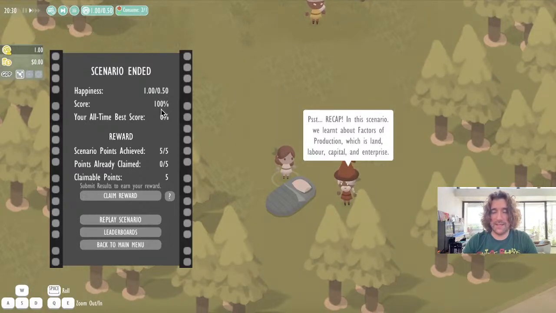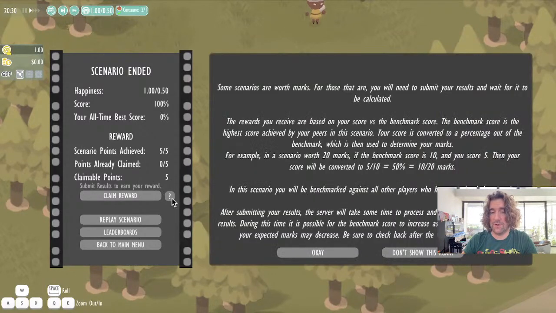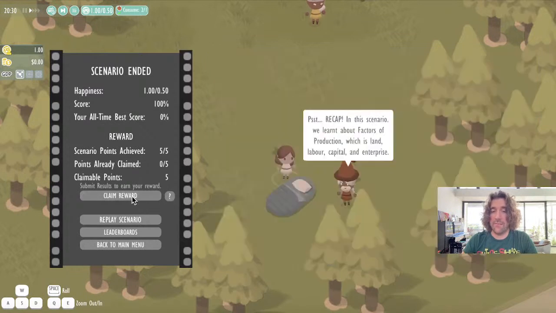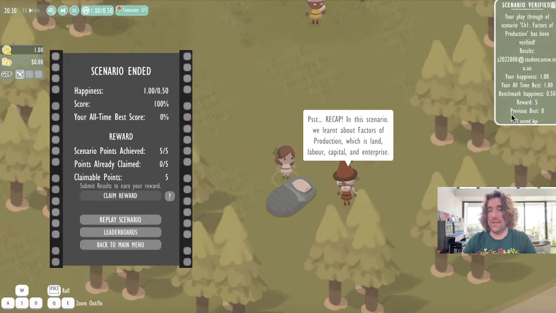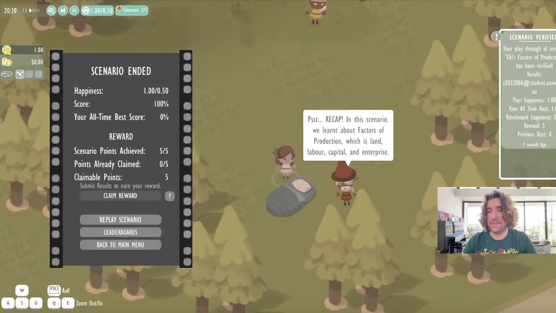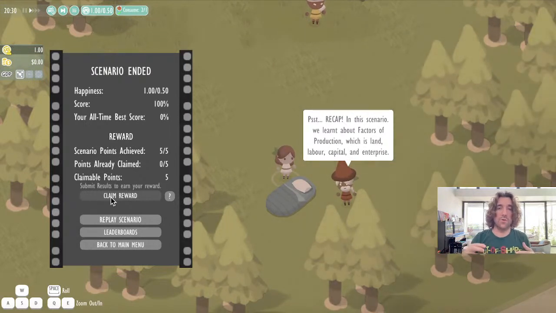My score is 100%. I have gained 5 scenario points. I have currently claimed 0 of them, so the number of claimable scenario points is now 5. If you want more information about this, please press the question mark here. If you click on claim reward, we are going to run the scenario on our server, just make sure that everything is correct, and then assign you your scenario points. You can see them here. I got rewarded 5 scenario points right there. Very well. Remember, if you want to gain some scenario points, you have to press the claim reward button.